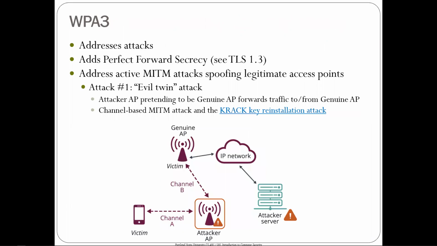Okay, so this leads us to WPA3. This addresses all of these attacks and adds, so this was the thing I was fishing for earlier, perfect forward secrecy. This is the next iteration, and this is kind of bleeding edge. WPA3 is pretty new. Same with TLS 1.3. It's within the last 2 or 3 years. So that's what has gone into the design of these things.